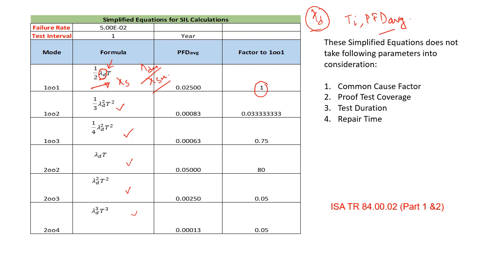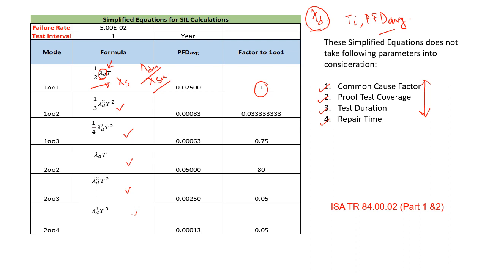Another thing that needs to be highlighted is that while deriving these simplified equations, the common cause factor, the proof test coverage, the test duration and the repair time have not been taken into account. But they should be taken into account. That's why I am saying that we will get a PFD average value, but it will be a much more conservative value if we take the simplified equation.